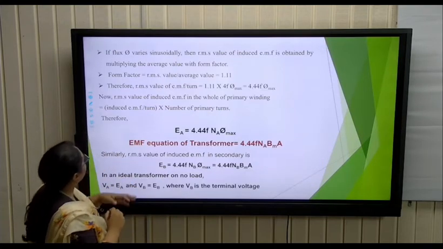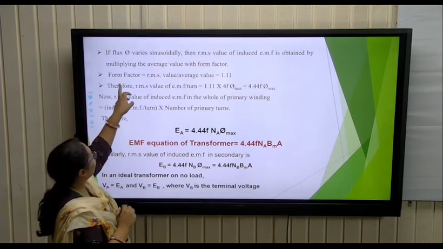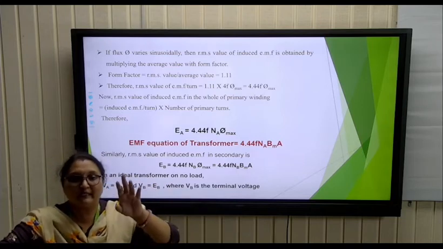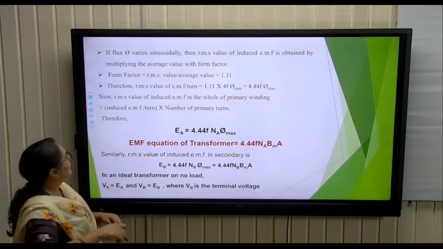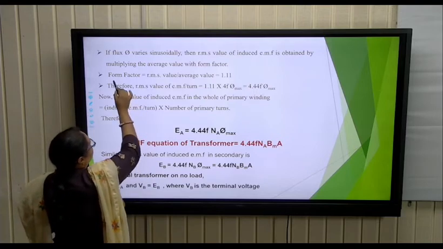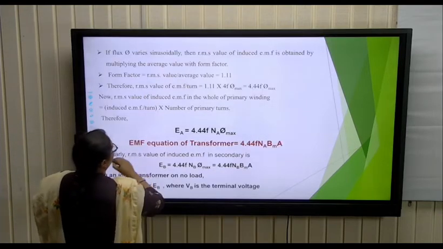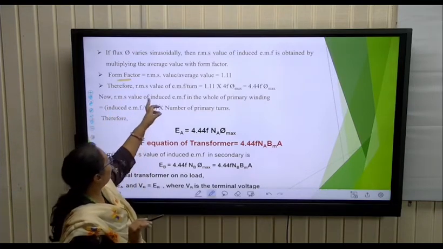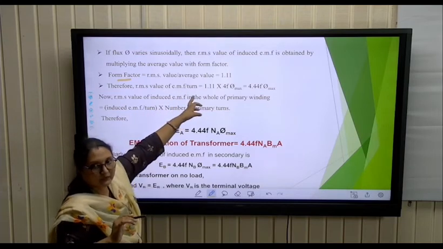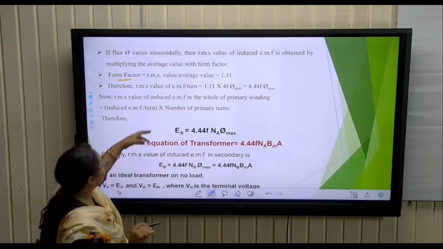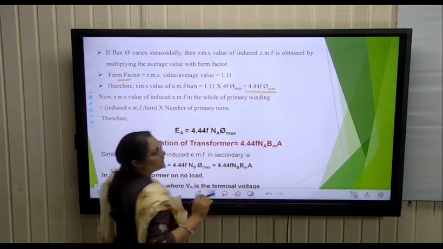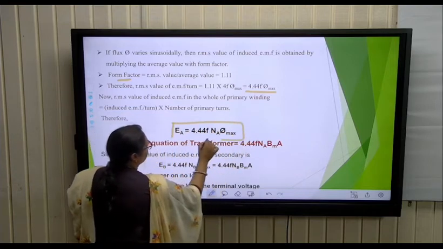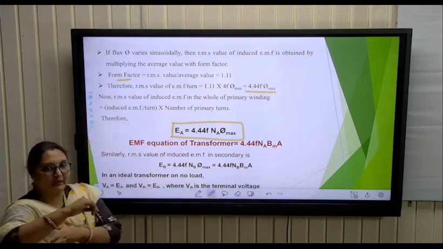Okay. So from the previous discussion, what we have seen is that your flux is going to vary sinusoidally, and at one quarter of this time period, you will get the maximum flux. So from there, what we have found is that since the form factor for an alternating wave is 1.11, if you convert it from maximum to RMS, you will get this value. Fine. So this is the equation of induced EMF on the primary side.